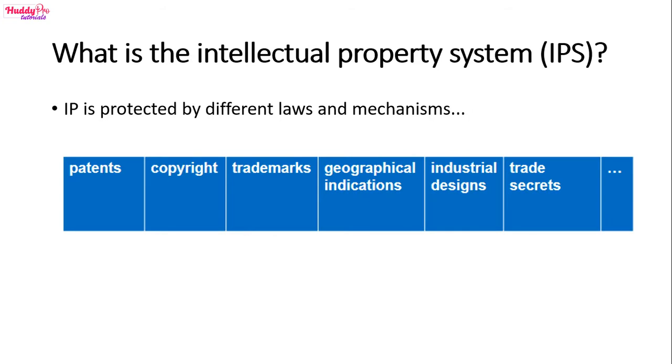We have what we call the intellectual property system, the IPS. The intellectual property system relates to rights and obligations as well as privileges and incentives, and all these are rooted in the creation and protection of intellectual property. Remember, we said intellectual property refers to the creations of the mind. So here we are talking about a system that is put in place to ensure that intellectual property is enforced.